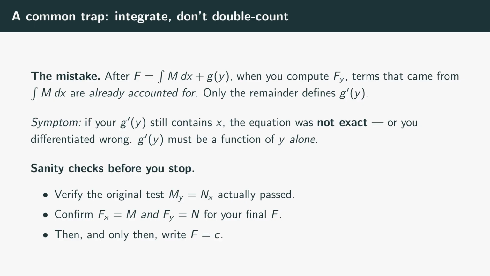so build in 2 sanity checks before you declare victory. First, double-check that the original test, the partial of n with respect to y equals the partial of n with respect to x, really passed. Second, verify that your final f genuinely has the partial with respect to x equal to m and the partial with respect to y equal to n. Only then write f equals a constant.